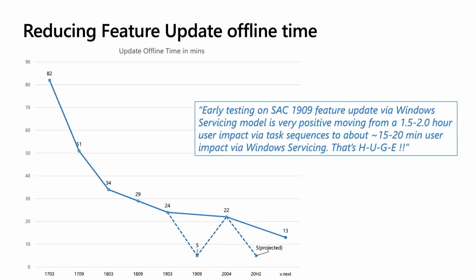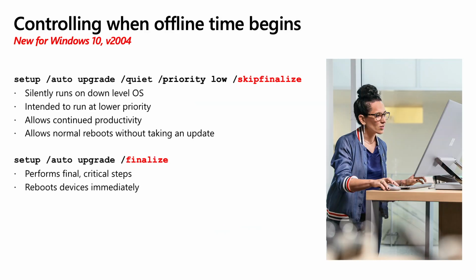The 1909 feature update offline time is very low, about 5 minutes for those users coming from 1903, and we expect the same for the 20H2 release. We've also added new setup parameters to control when feature update offline time begins. Our recommendation is to separate the feature update into 2 phases.